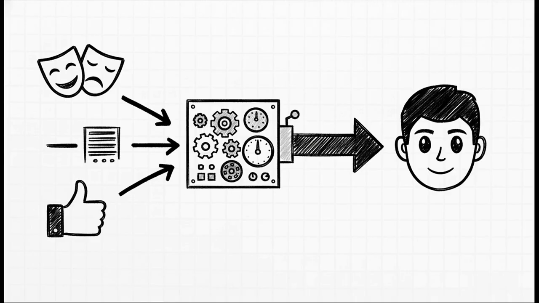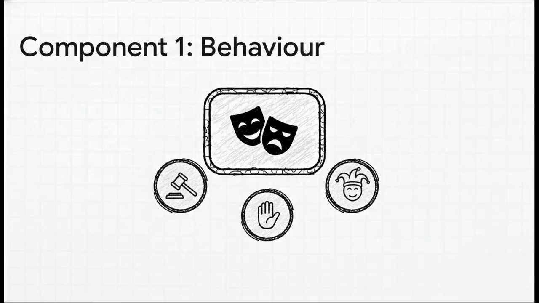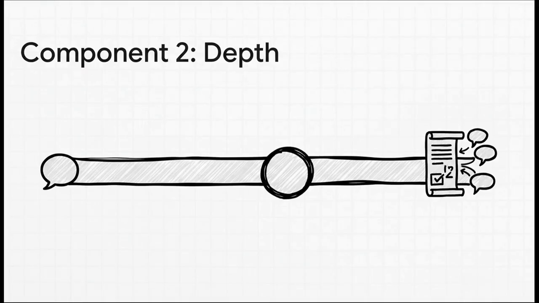Let's break them down. So first, you've got behavior. This is pretty much the overall vibe or the main personality trait. Is it going to be strict and formal, friendly and casual, witty and funny? This really sets the entire tone of the conversation. Next up, we have depth. And this is all about how much information you want to get back. Are you looking for a quick, straight-to-the-point answer, or do you need the full, detailed, step-by-step breakdown of everything? You are in complete control.